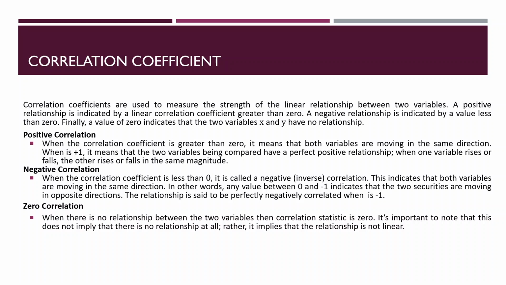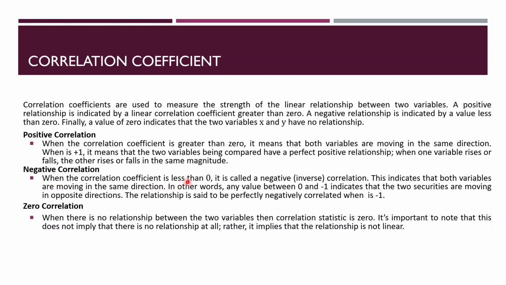Let me explain that. For example, when the correlation coefficient is greater than zero, it means that both variables are moving in the same direction. When it is positive one, it means that the two variables being compared have a perfect positive relationship. When one variable rises, the other one rises in the same magnitude. Okay, same with negative.